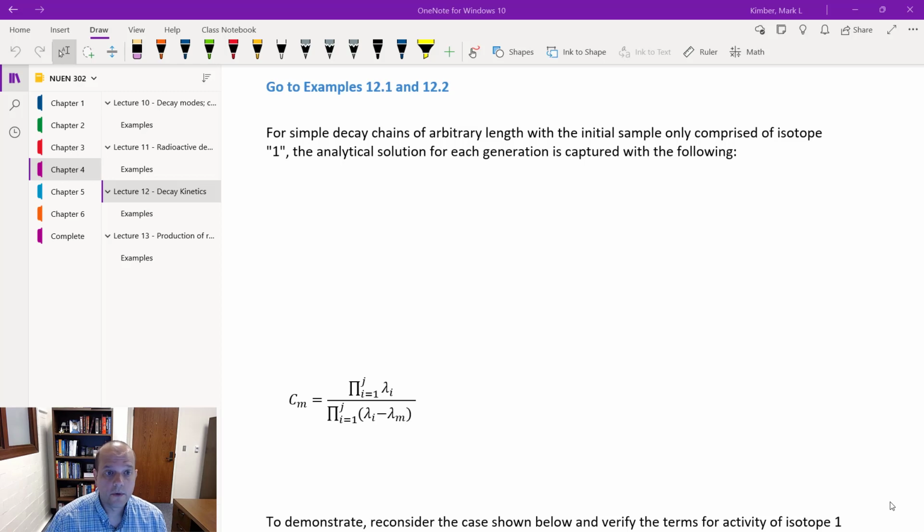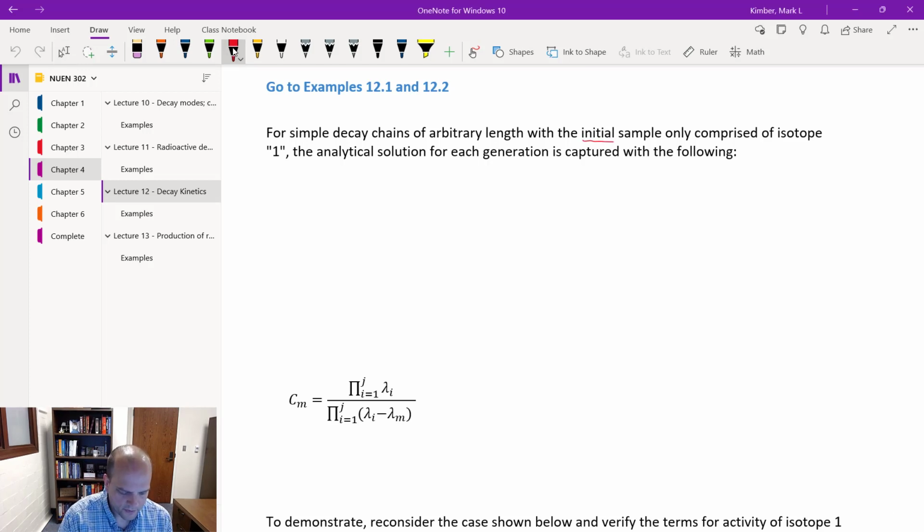Okay, so let's go back to the notes now, and we're going to consider simple decay chains of arbitrary length. We've looked at decay chains of 3 isotopes long, but in reality this could be a decay chain of any number of isotopes. So we're going to look at some arbitrary length, and the equation that I'm going to go over to make sure you know how to use it, and then we'll code it up in MATLAB. This is in the textbook, but it can be a little confusing on how to actually implement it, and so I want to make sure that you're clear on that.